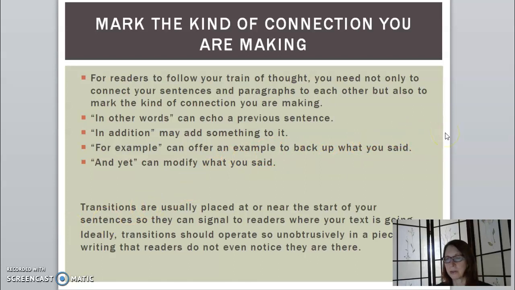So here are some examples of transitional phrases you can use. In other words, that could echo a previous sentence. In addition might add something to what you already said. For example can offer an example to back up what you've said, and yet can modify what you said. And these transitions are usually placed at the start of your sentences, and there they can serve as a signal to readers as to where your text is going. And they should operate so unobtrusively in your writing that readers don't really even notice that they're there.